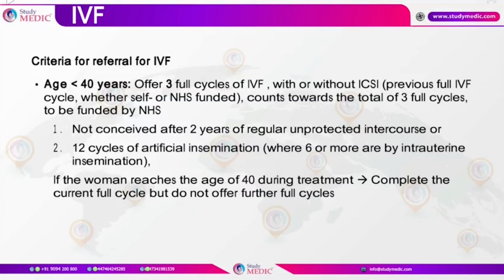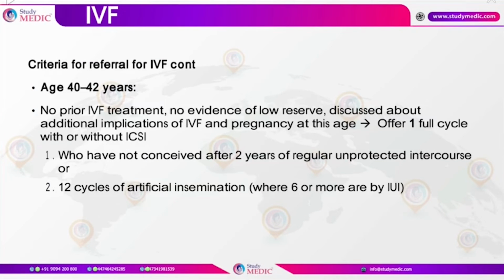If the patient is less than the age of 40, the NHS offers 3 cycles of IVF. So what is 1 cycle of IVF? In 1 cycle of IVF, the patient is stimulated, the egg pickup is done, and the embryo is created, and those embryos are transferred inside the body. It could be a single transfer, double transfer, or a 1-time, 2-time, or 3-time transfer, but that will be considered as 1 cycle. So 3 complete cycles will be provided for a couple who are less than 40, and it will be a funded cycle.